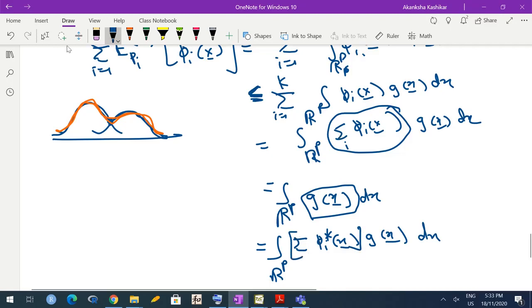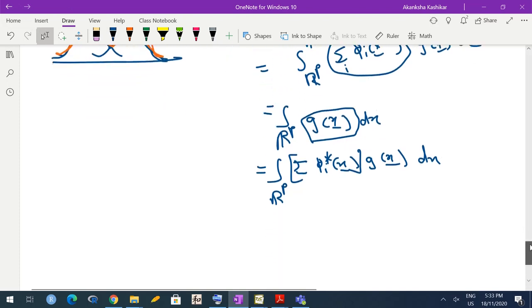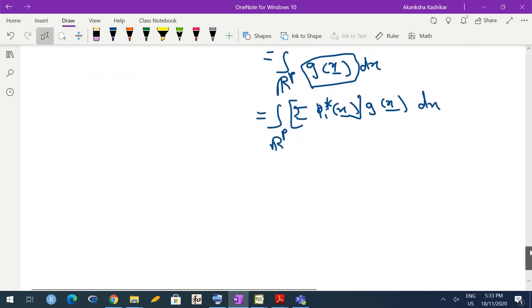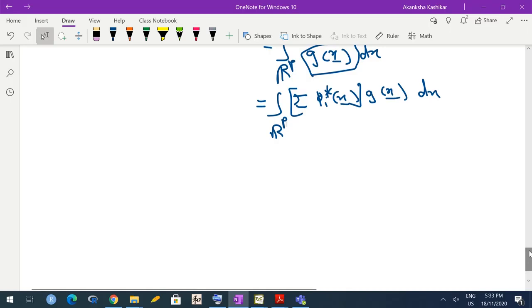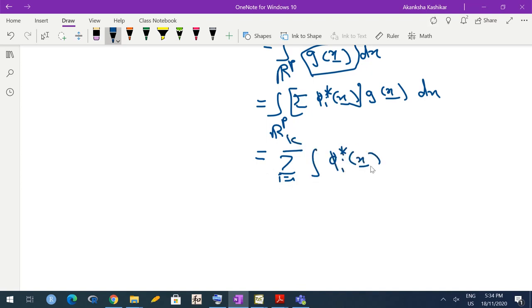Okay, so basically I am doing the same thing. Earlier I wrote summation phi_i(x) as 1, and now I am bringing in phi_i star, because somehow we want to bring in that optimal rule. Now this is the same as the sum over i going from 1 to k of the integral of phi_i star(x) g(x) dx.